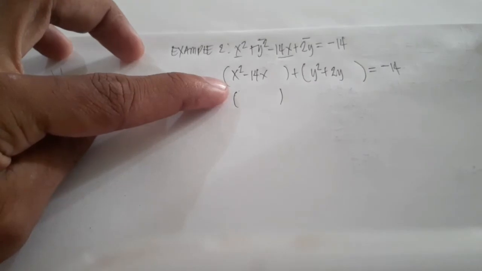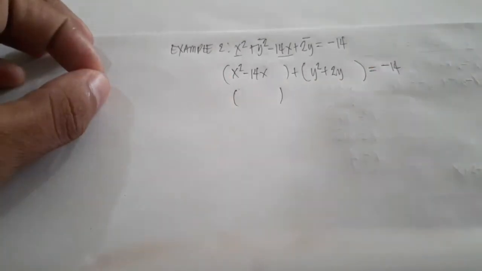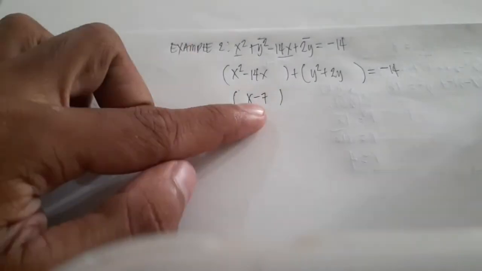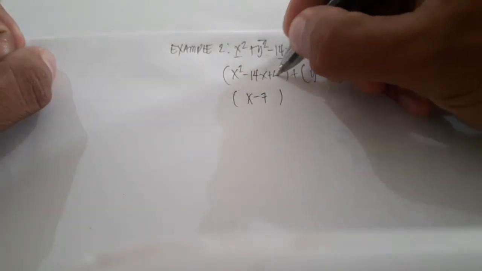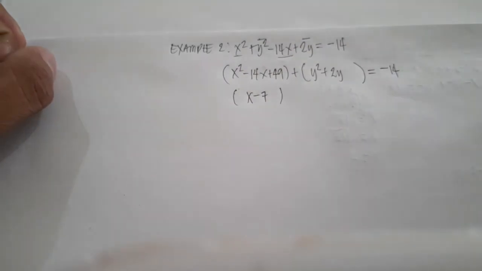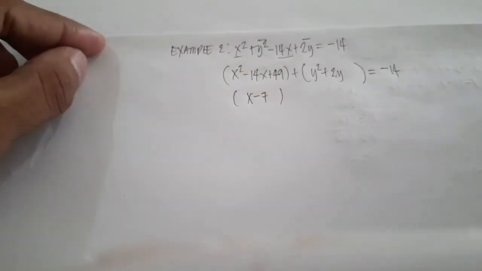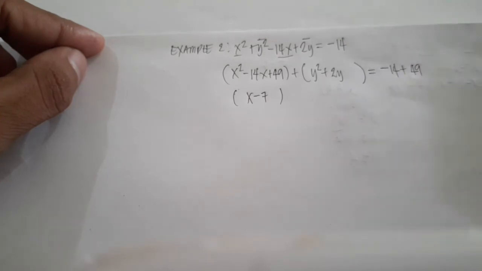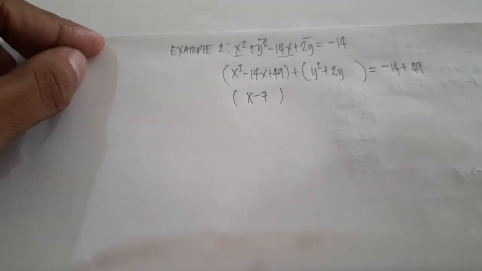So after we have known that it is negative 7, we can write it down here. So x minus 7. The product of negative 7 multiplied by negative 7 is positive 49. So this will be plus 49. If we add a 49 here, we're also going to add 49 here, plus 49. Is that correct? Okay, good.